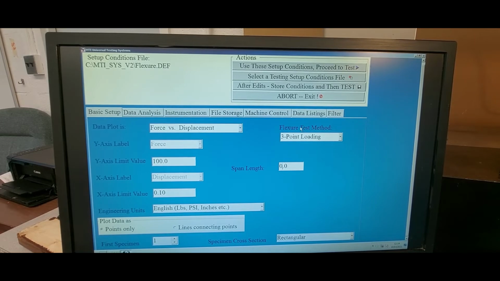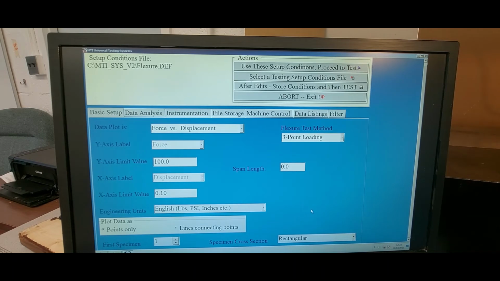As you can see on the screen, the system is set for flexure tests, which can be observed here, and the particular method is a 3-point bend test. The system is set to display force versus displacement, which you can observe here. And the plot you'll be seeing during testing is a graph of force versus crosshead displacement. As you can see on the screen, the span length and the specimen cross-section are two important parameters needed for this test.